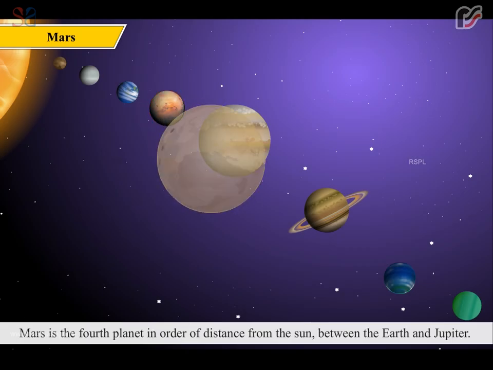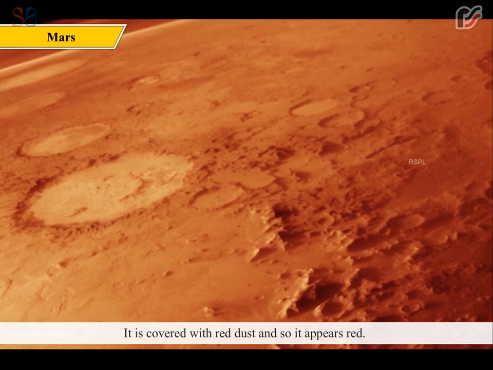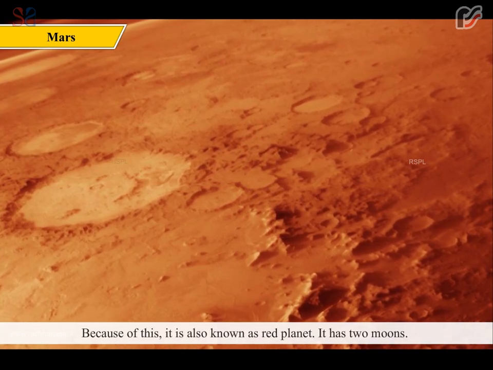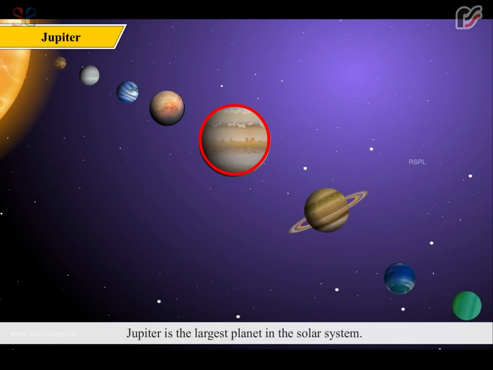Mars is the fourth planet in order of distance from the Sun, between the Earth and Jupiter. It is covered with red dust and so it appears red. Because of this, it is also known as red planet. It has 2 moons.